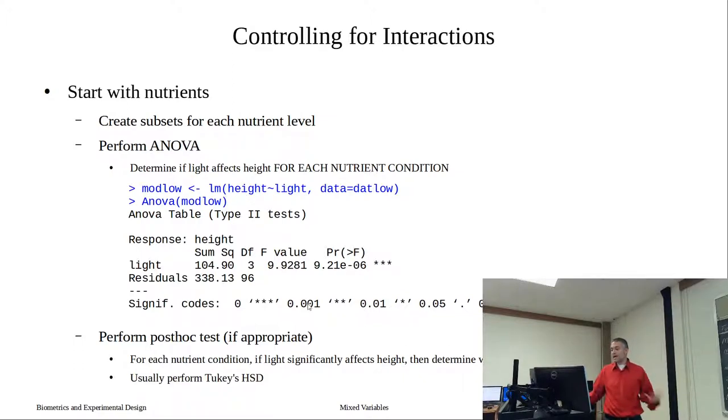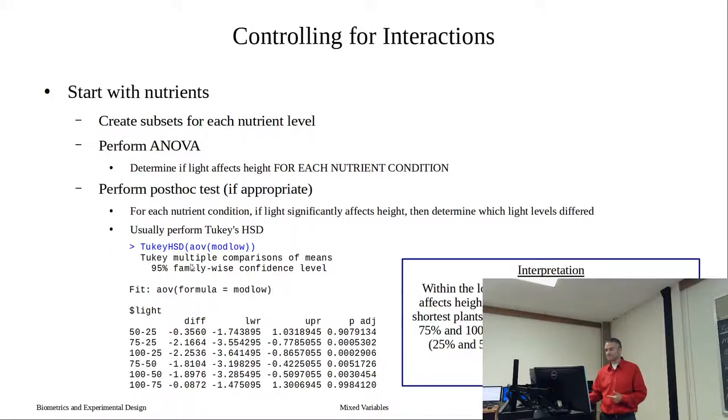So in this case, I have a significant ANOVA, or significant p-value here, suggesting that under the low nutrient condition, light affects plant height. But we don't know what that relationship is. Is it different for each of our plants? As we increase the light, did plant height change? Or are two of them the same, or three of them the same, when we only have one difference? This is where our post hoc test comes in.